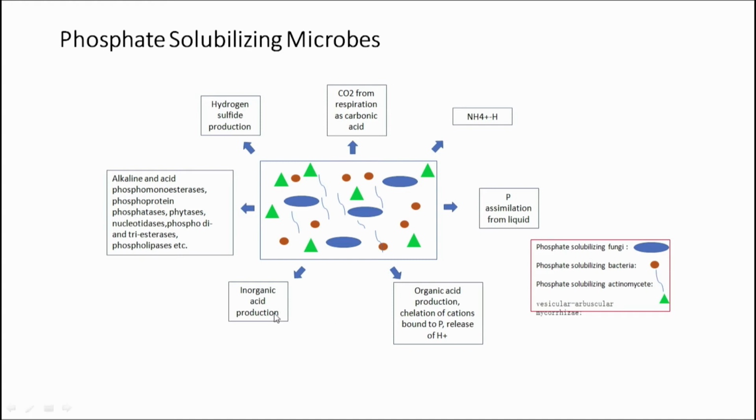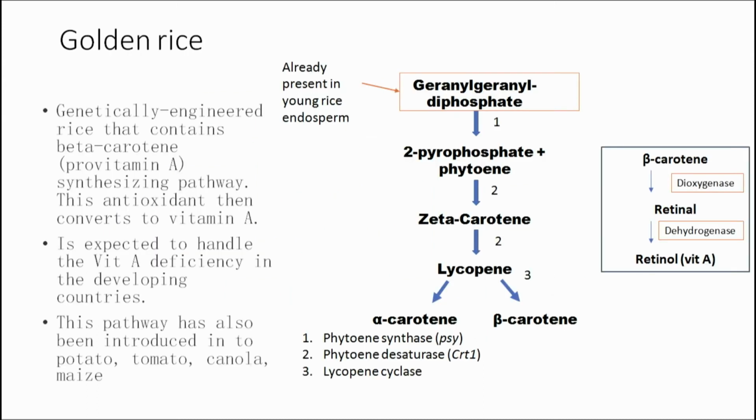Or certain inorganic acids can be produced, like formic acid, which is a very good example of that. And in addition to that, these microbes can also make a lot of enzymes which are listed in this box, such as alkaline acid phosphomonoesterases or phosphatases, phytases, etc. All of these enzymes are produced into the extracellular medium, that is in the soil, and they are capable of solubilizing the insoluble phosphate or hydrogen sulfide, etc. So you will see that when we talk about phosphate solubilizing microbes, there are different mechanisms operating in these fungi or bacteria.